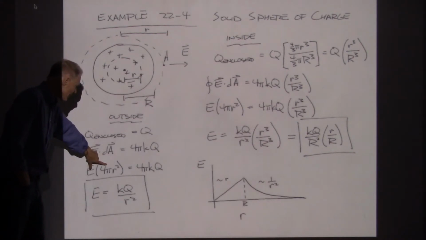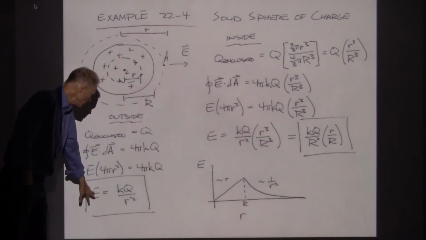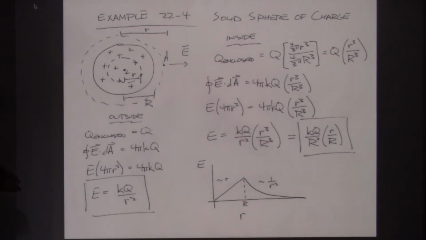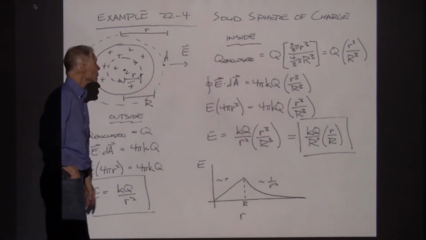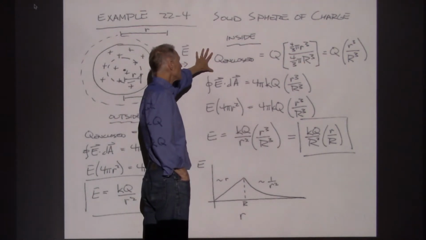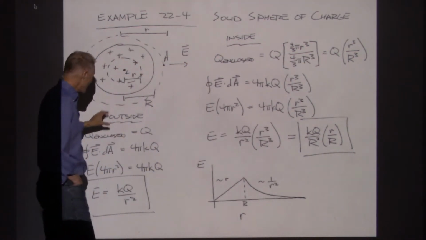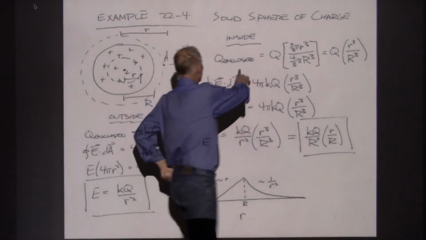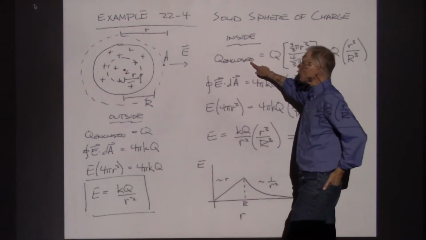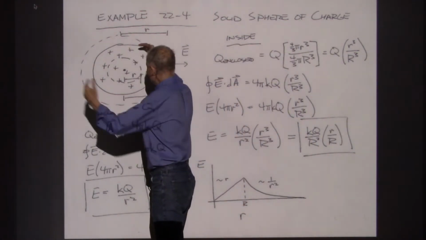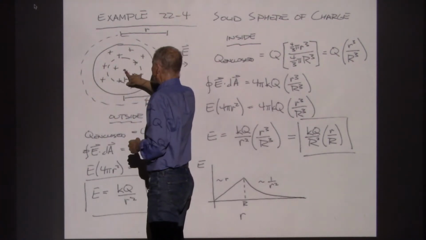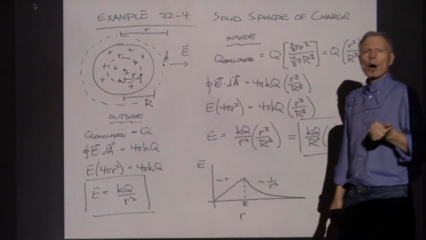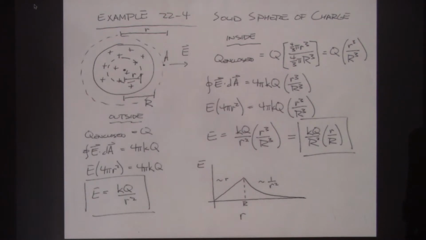So the E field times that surface area is 4 pi k times q, and I'm getting my old familiar formula for outside a spherical distribution of charge as being kq over little r squared. Now inside things get more complicated. I'm going to use the very same formula where q is the q enclosed, but q enclosed now is not the total charge. As I move closer and closer to the center with my Gaussian surface, I will be enclosing a smaller and smaller portion of the charge.